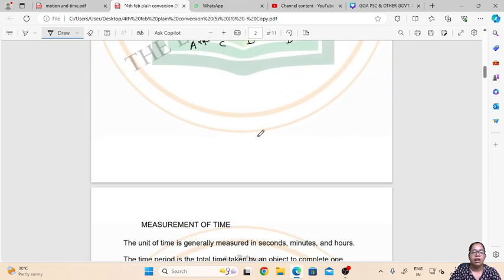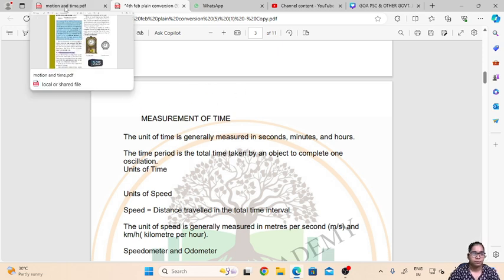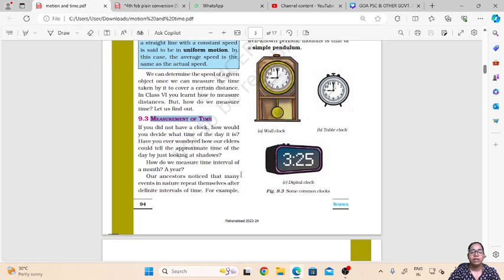Now let us see the concept of time. Time is basically measured in seconds, minutes and hours. The time period is the total time taken by an object to complete one oscillation. The units of time are seconds, minutes and hours. Now let us see how time is measured. Basically, the concept of time can be studied using a simple pendulum.